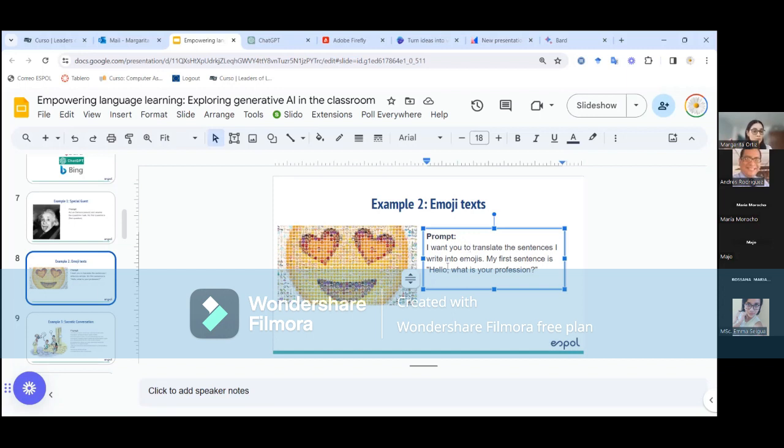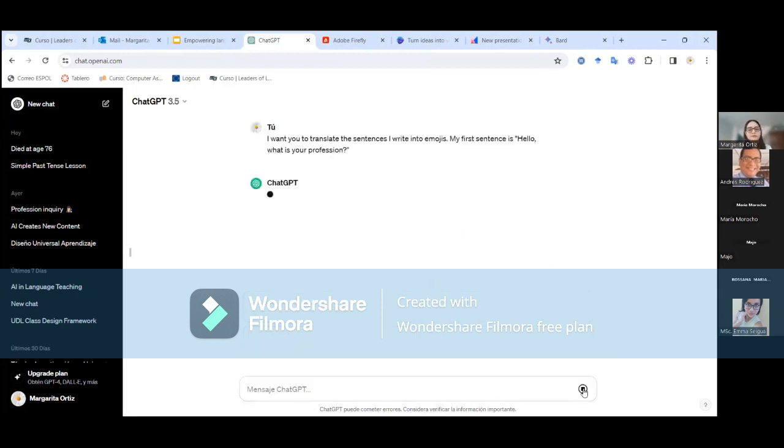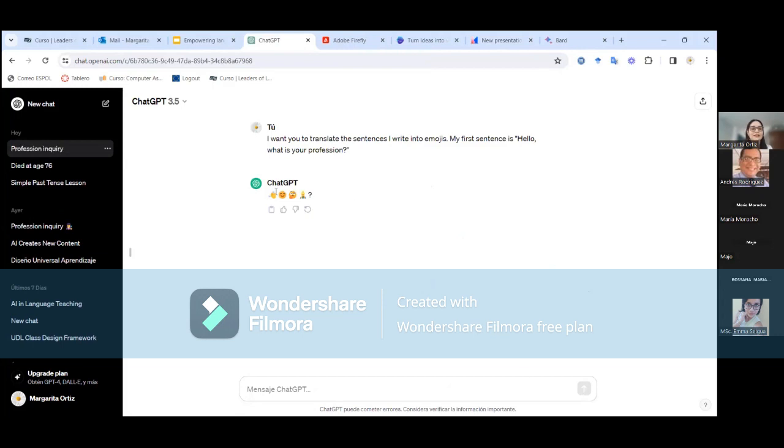So you can use this prompt again, and then you can ask ChatGPT this tool to create something for you. So you can say, for instance, I'm going to create a new chat. I want you to translate the sentence I write into the emojis. My first sentence is, hello, what is your profession? You see? And then it creates emojis, okay? And then you can just copy this information and paste it in a Word document. You can make, of course, the pictures bigger.